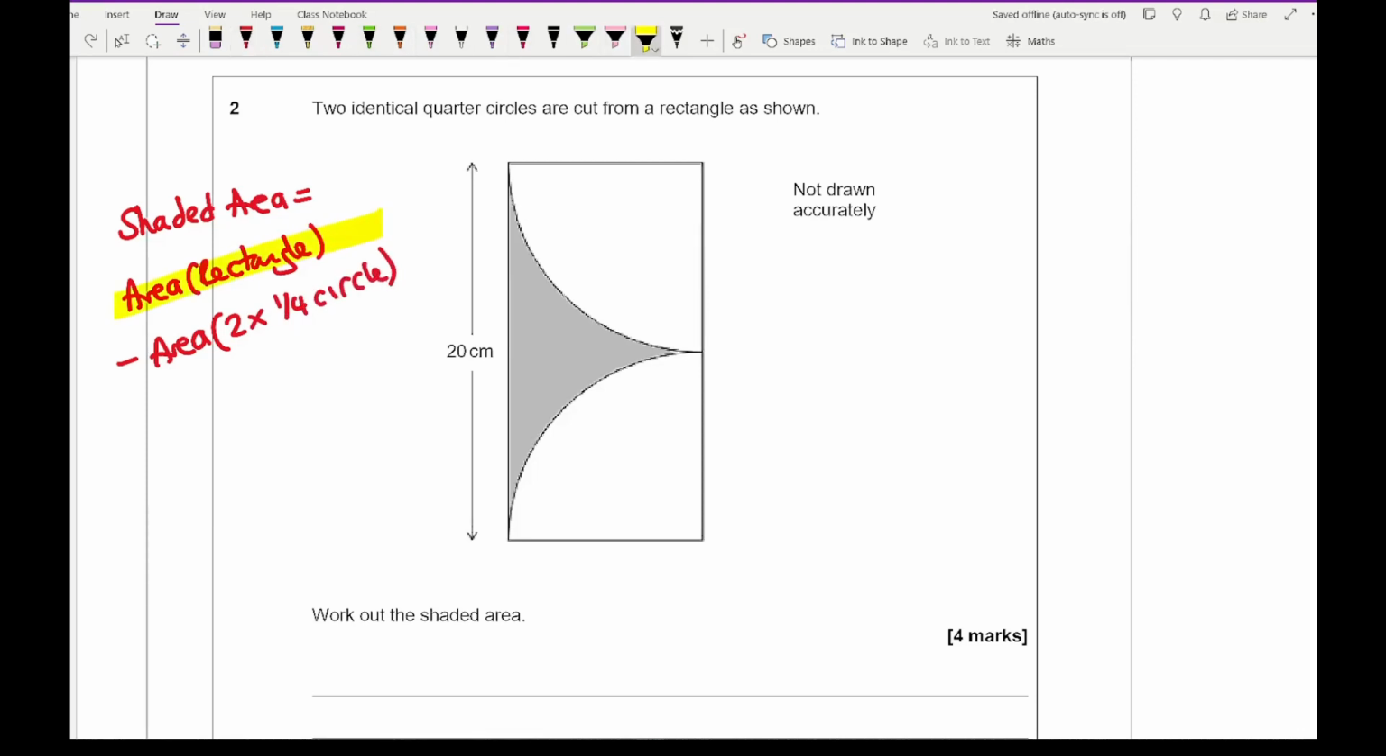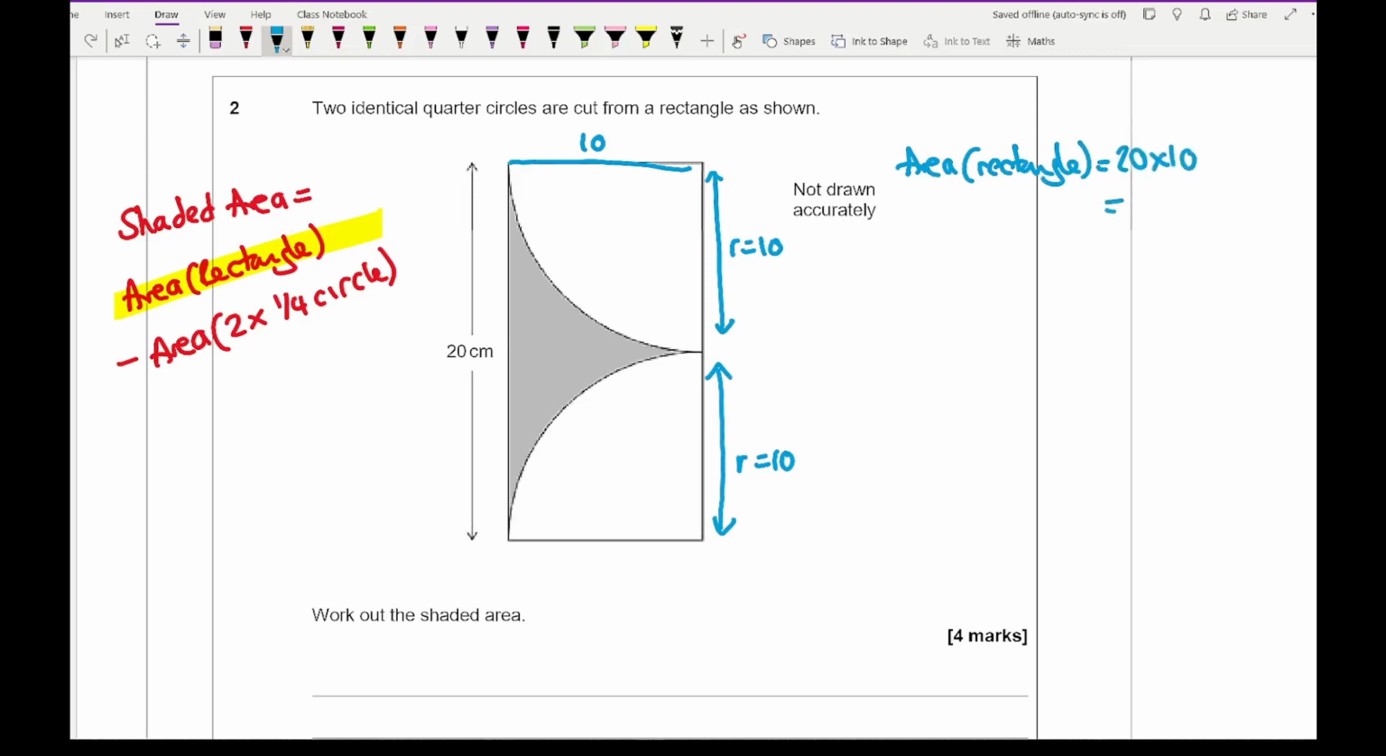So looking at the area of a rectangle, this length is 20. Now this is basically the radius of a circle, and that's another radius. So that means that the radius has got to be 10. So that means that this length here is also going to be 10. So then the area of the rectangle is going to be 20 times 10, which is 200. And again, I'm just going to put a little box around that, as that is this bit here.